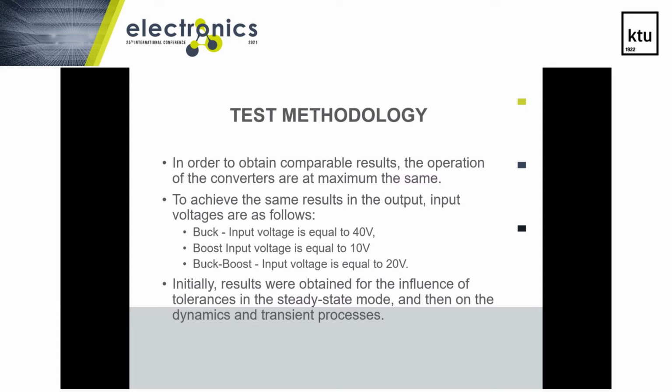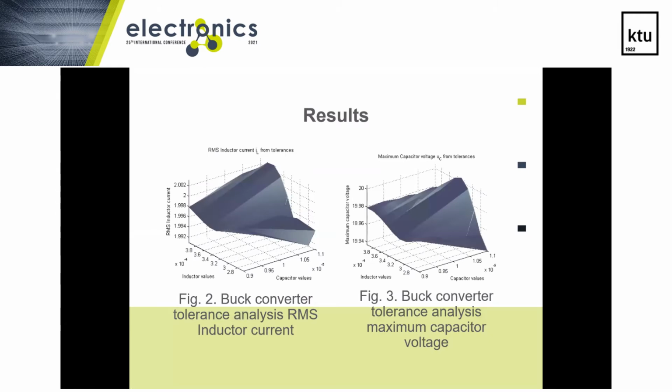This is achieved using the following input voltages. For the buck converter, it is 40 volts. For the boost, it is 10 volts. And for the buck-boost, it is 20 volts. Initially, the results were obtained for the influence of the tolerances in the steady state and then on the transient and dynamic processes. So these are the results for the buck converter.